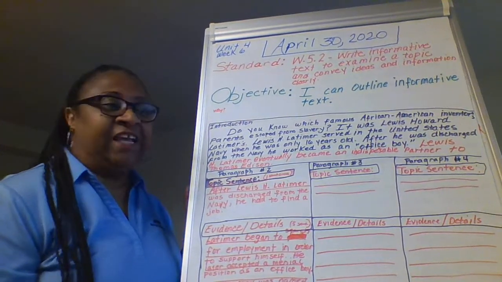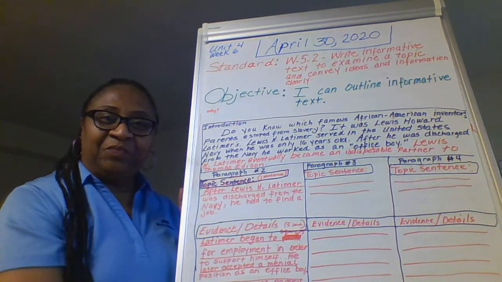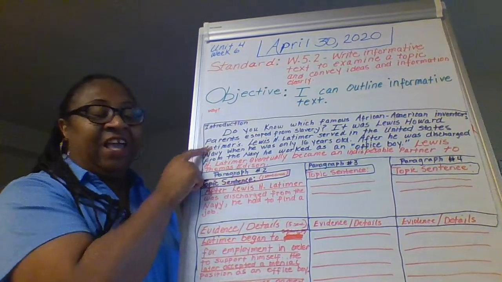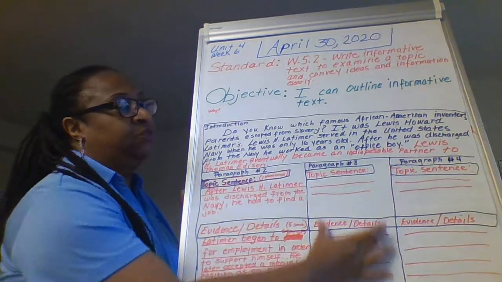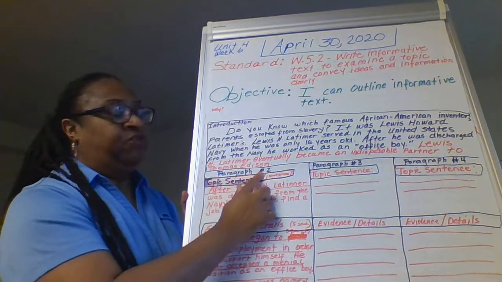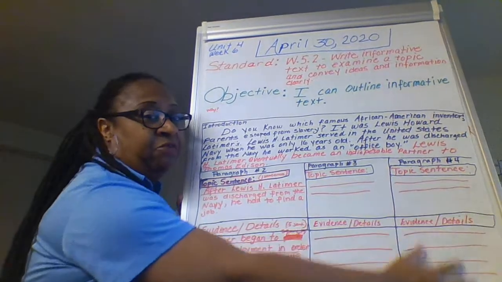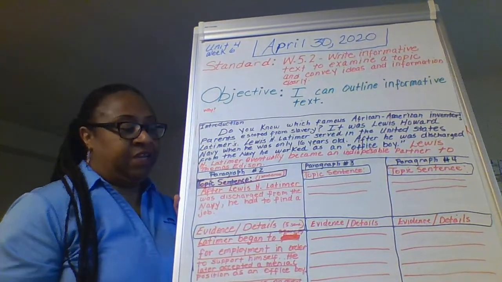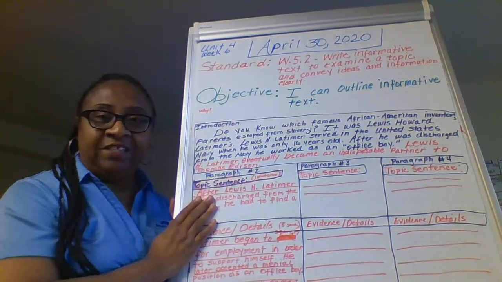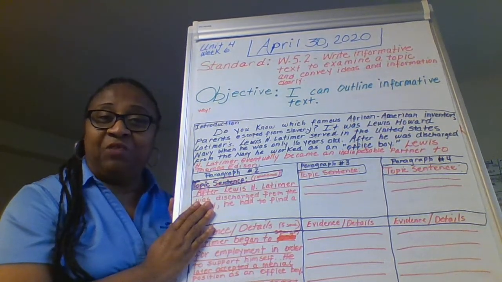In your packet for today, you will see an organizer that looks like this. It first begins with your introduction space, and then you have it sectioned off into three columns here. The first one is your paragraph 2, then your paragraph 3, and your paragraph 4. Okay? And then later at the bottom, you have your conclusion. Now, I will go over each section with you so that you can understand what is expected of you.